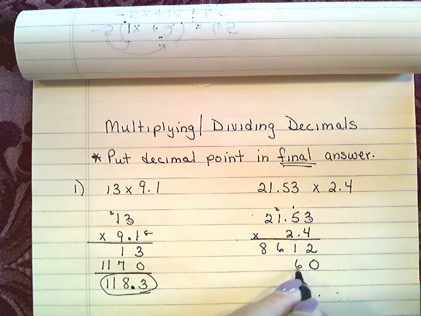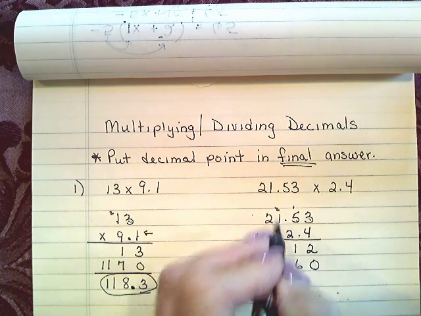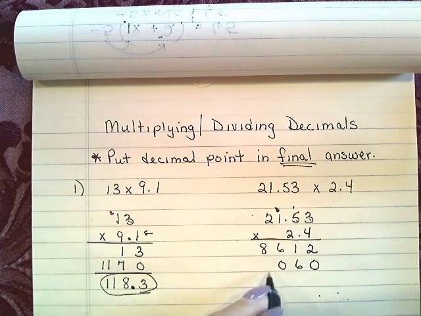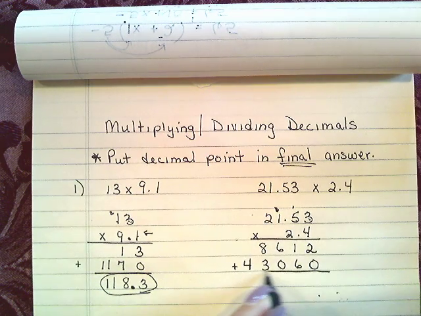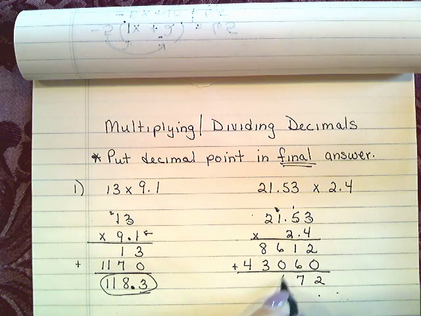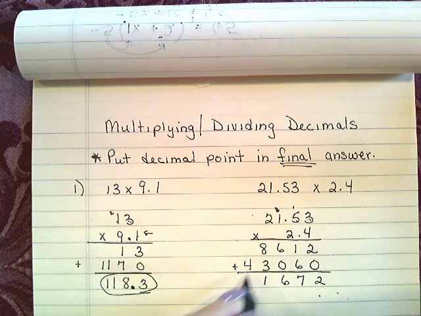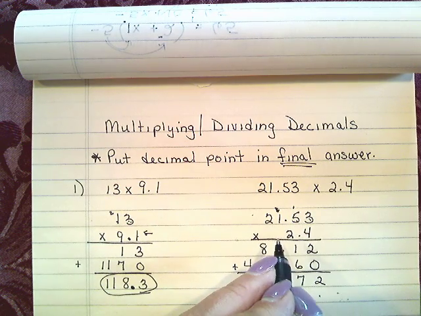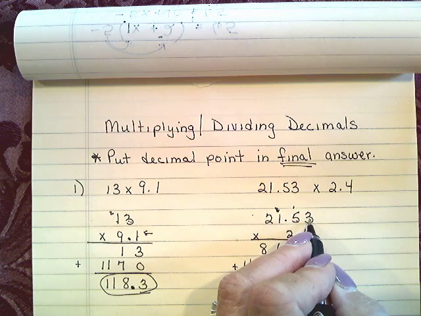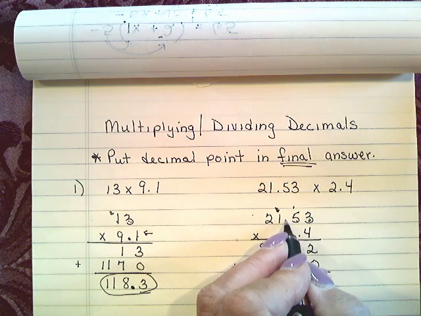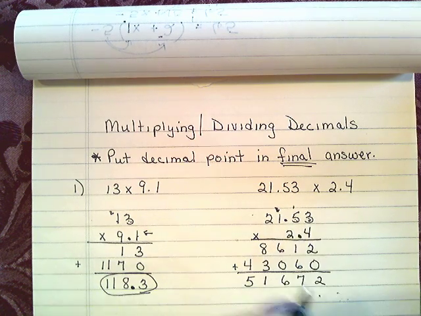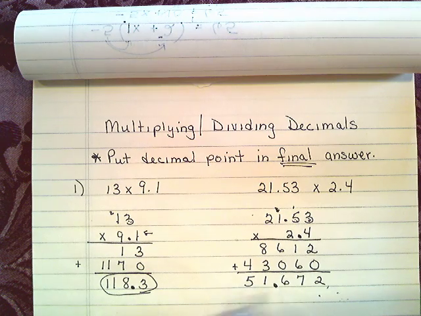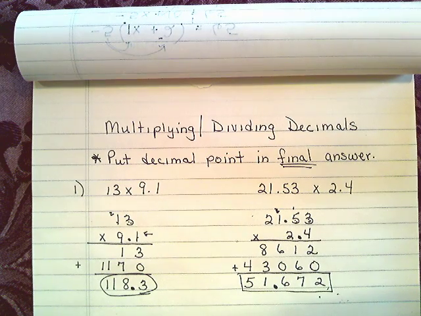2 times 3 is 6. 2 times 5 is 10. Carry the 1. 2 times 1 is 2, plus 1 is 3. 2 times 2 is 4. Then we're going to add them. So we have 2, 7, 6, 8 plus 3 is 11. Carry 1, 5. Okay, now there are 2 place values behind the decimal point and 1 place value behind that decimal point. That means 1, 2, 3. Final answer, 51 and 672 thousandths.